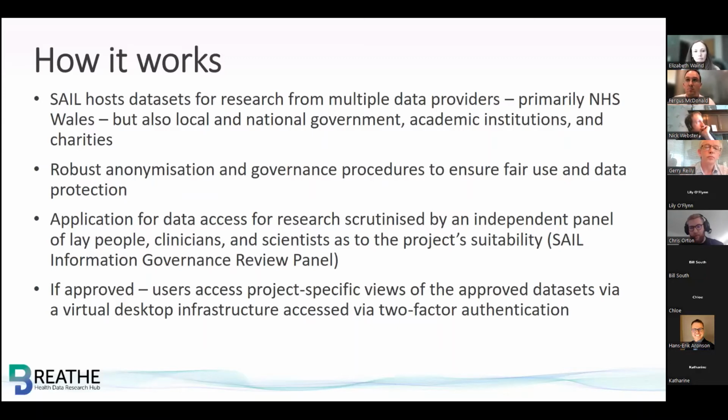If approved, the way researchers access data within SAIL is to access project-specific views which have been tailored to their research project of the approved data sets via what's known as a virtual desktop infrastructure, so a remote computer that people can log into from their own location, but it will be logging into servers that are based solely at Swansea University, and that's achieved via two-factor authentication, which means you must use a device for a passcode and a password at the same time to get into our infrastructure.